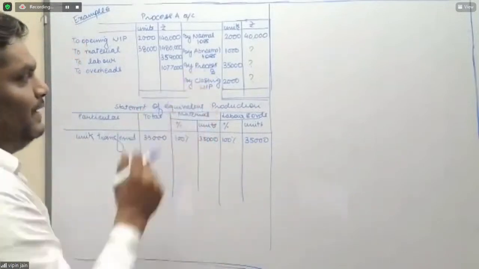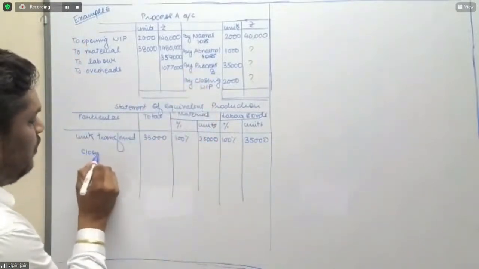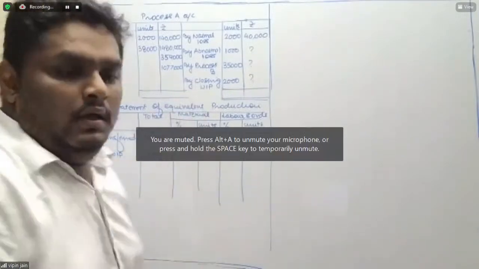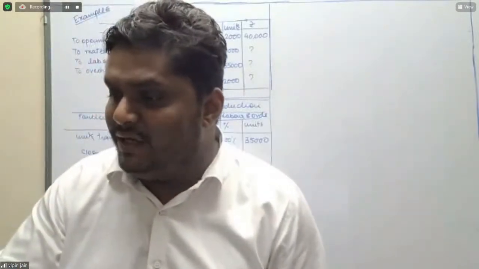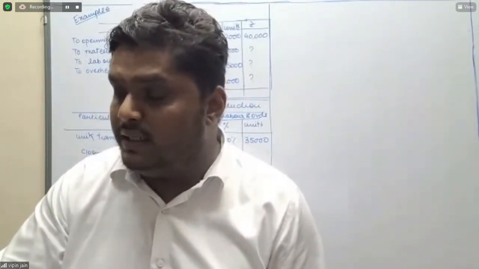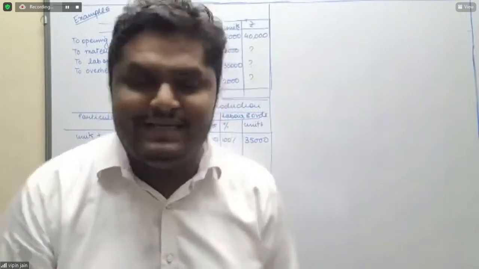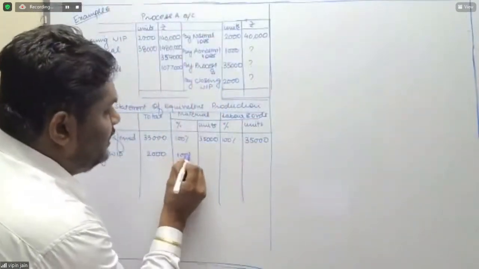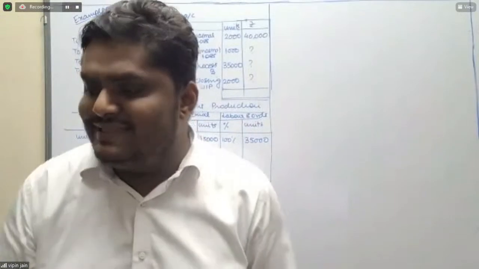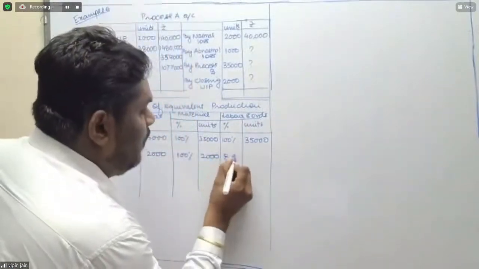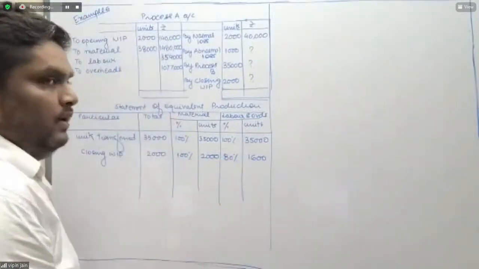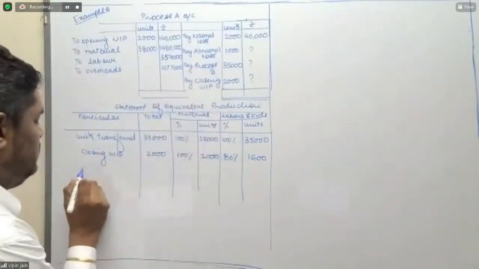Now, the next is closing work in progress. The total number of units is 2,000. Now let's see what are the details given in the question. See, in case of closing work in progress, the total number of units are 2,000, and the degree of completion in case of material is 100%. So 2,000 into 100% in case of material, that is 2,000. In case of labor and overheads, it is 80%. So 2,000 into 80%, that is 1,600. Now the next point, that is abnormal loss.